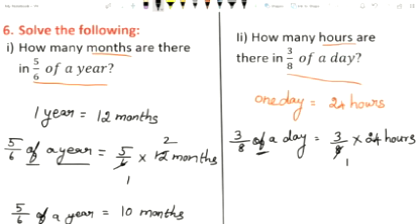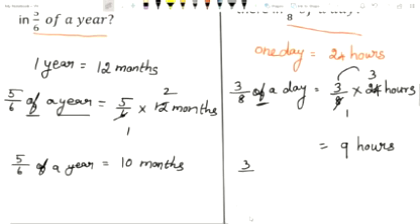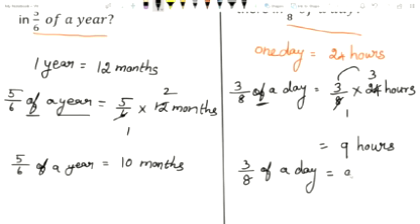8 ones are 8, 8 threes are 24. So now you multiply this, 3 threes are 9. 9 hours. So 3 by 8 of a day equals 9 hours.